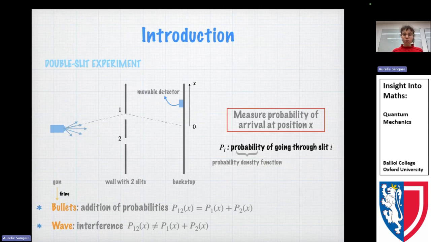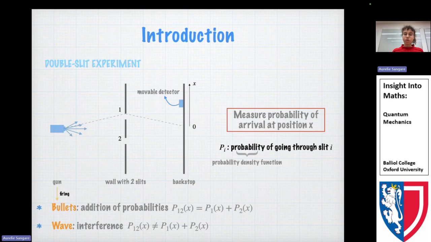And what you want to do is to measure the probability of arrival of your objects at position x. So now it's important to understand that in classical mechanics, as I said to you at the beginning, you have some object you can apply.